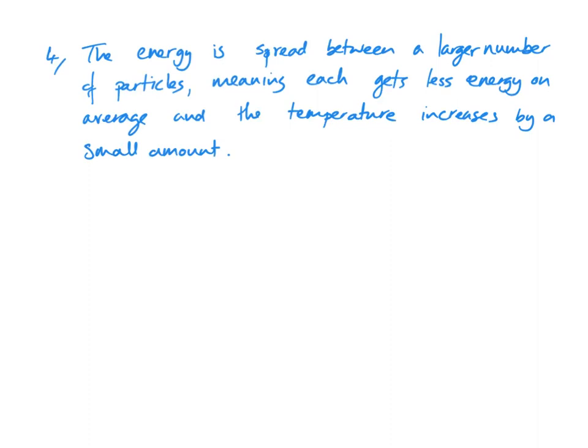Now you could have answered that the other way around and said the energy for the kettle is spread between a smaller number of particles, meaning each gets more energy on average and the temperature increases by a larger amount. Quite often you can answer questions in alternative ways like that. So check your answers and make a note of any corrections that you need to for those.